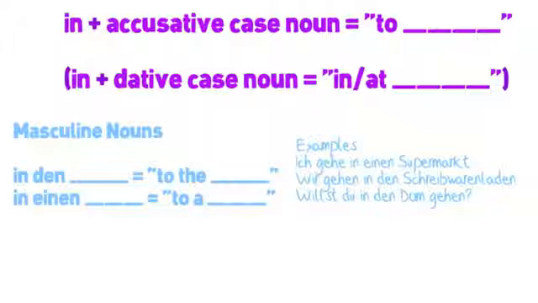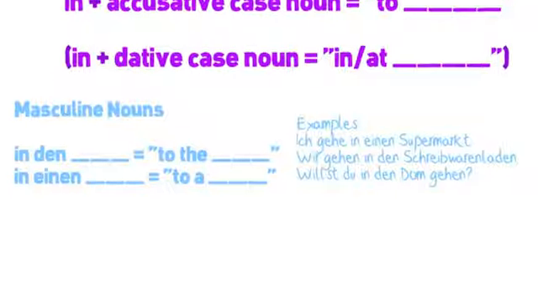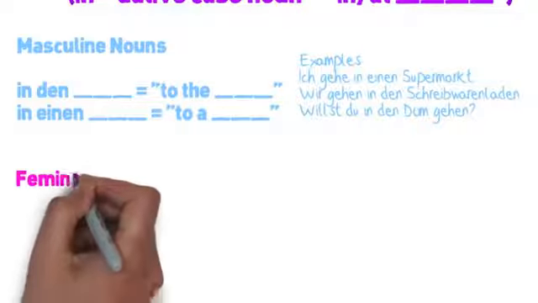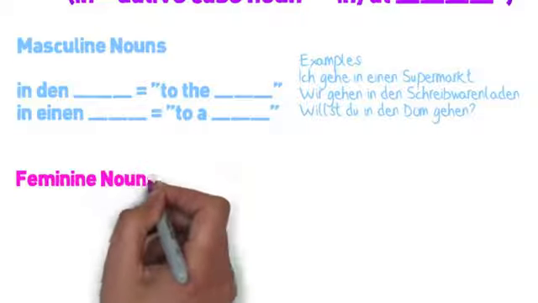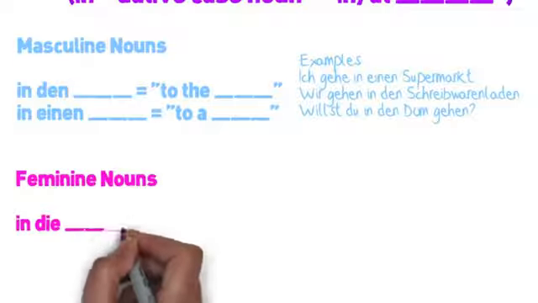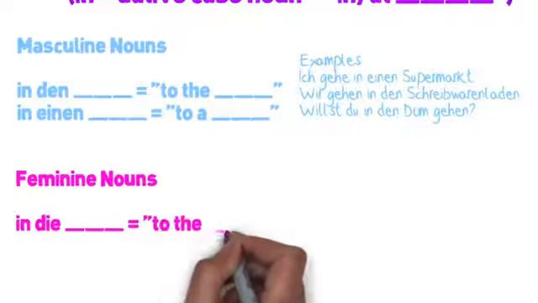Notice that the only articles there are den and einen. That's because these nouns, Supermarkt, Schreibwarenladen, Dom, are all masculine. I couldn't use die or das or eine with them, and since nouns after the preposition in will appear in the accusative case, I also can't use der, ein. It's got to be den or einen.